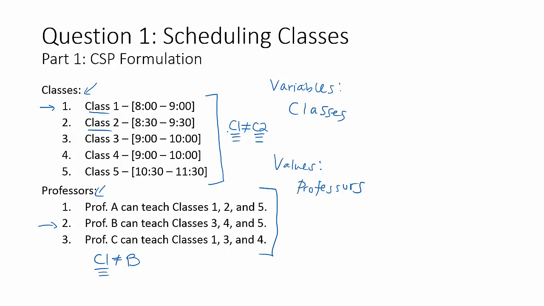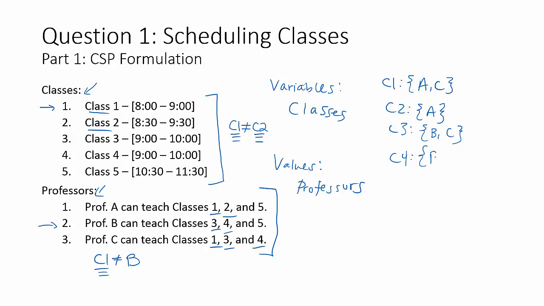We start off by listing out the domains of each of the variables after enforcing our unary constraints. Hence, for class 1, we have professors A and C who are able to teach the course, so let's put that here. For class 2, only Professor A is qualified, so the domain is just A. For class 3, we have Professor B or C. Class 4, same thing, we have Professors B or C. And class 5, we have Professor A or B, shown here.